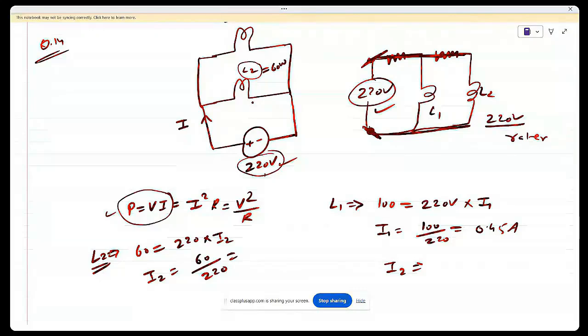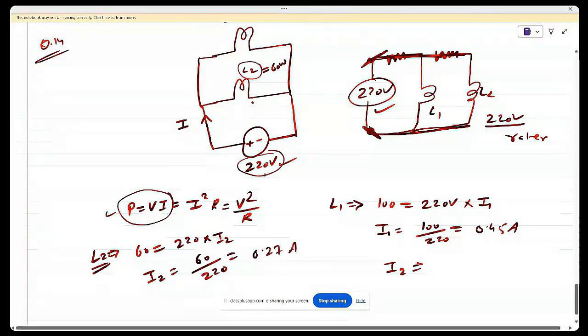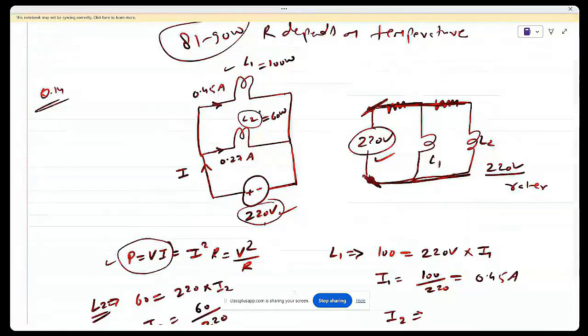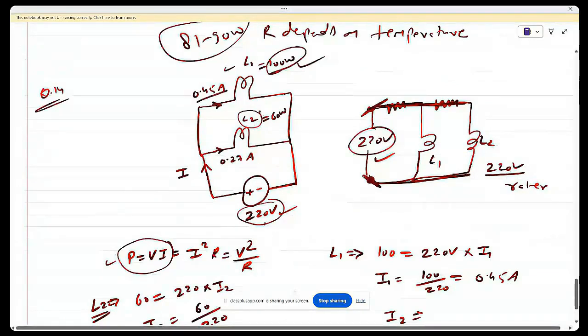Here the current going is 0.27 ampere, and here the current going is 0.45 ampere. So what you are observing is that the lamp having the higher power rating is drawing higher current, and the lamp having the lower power rating is drawing lower current. And what will be the total current? Apply KCL at this point.